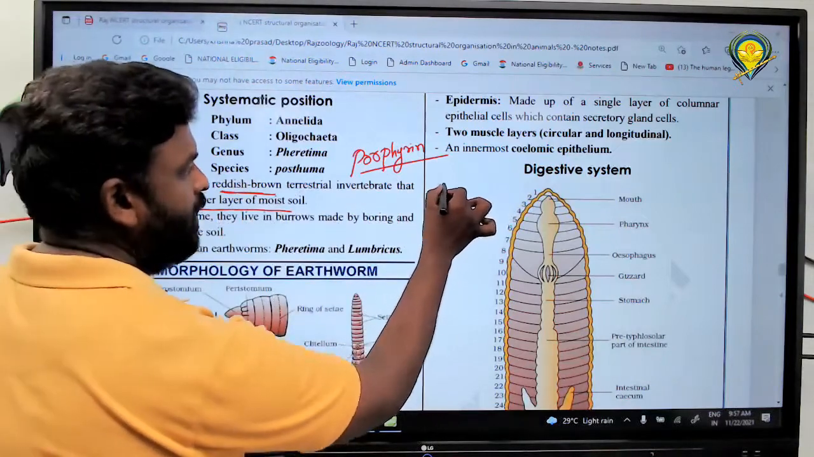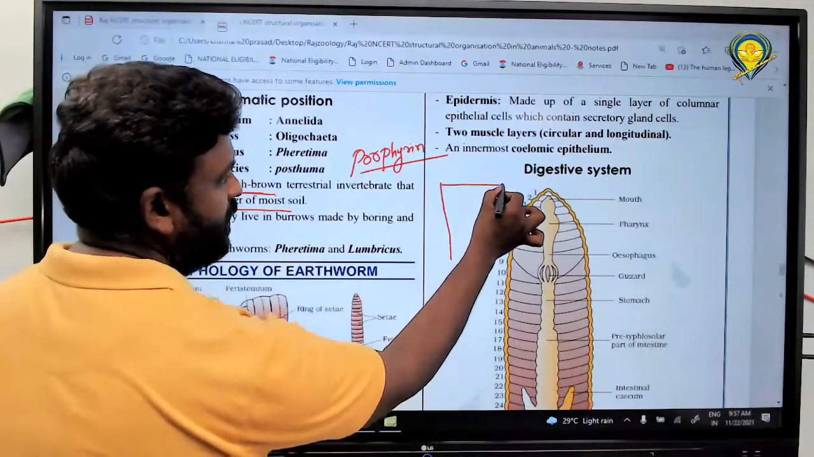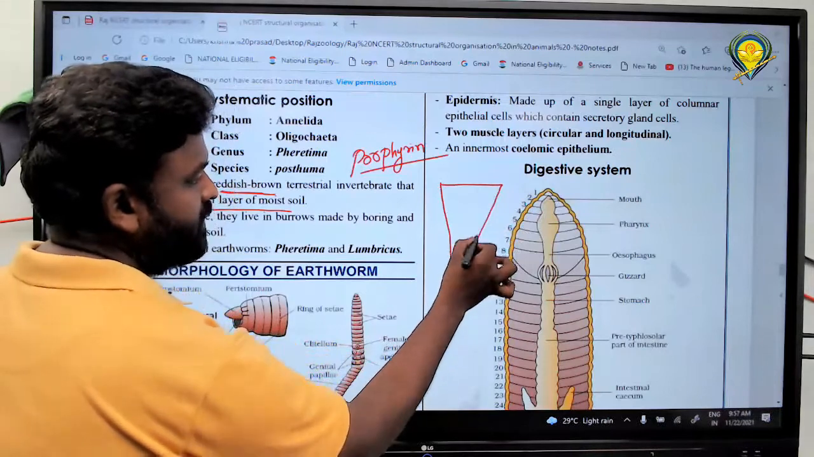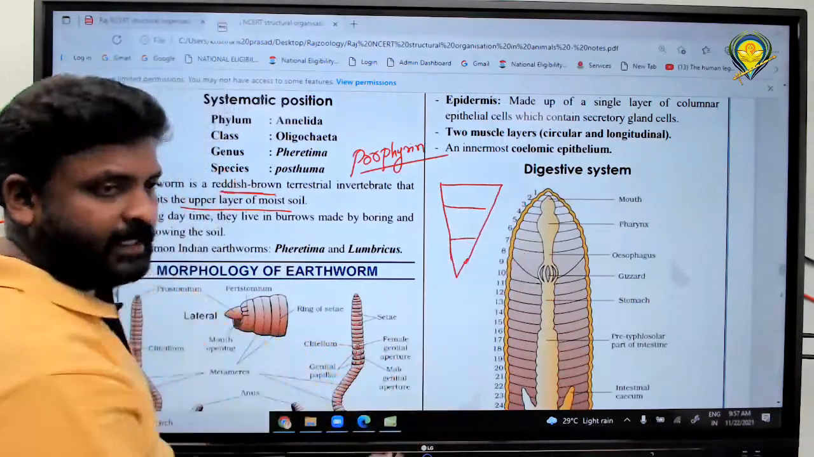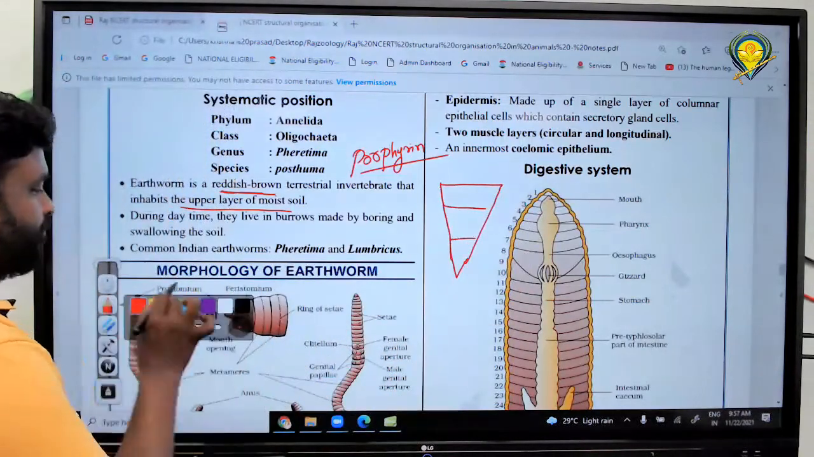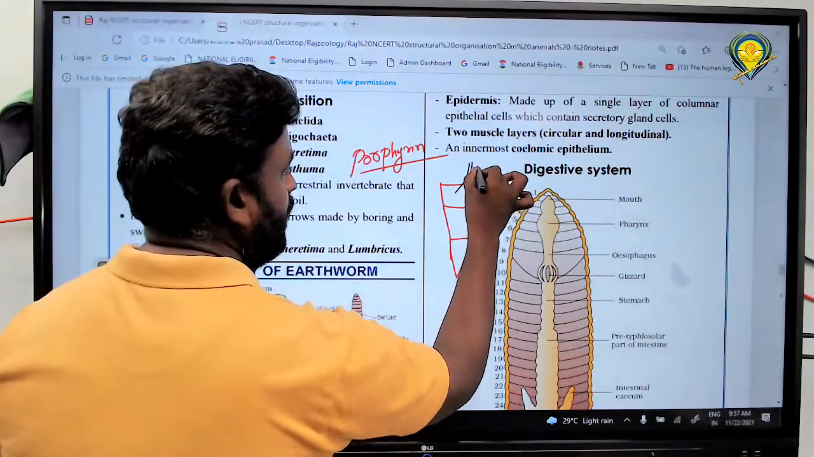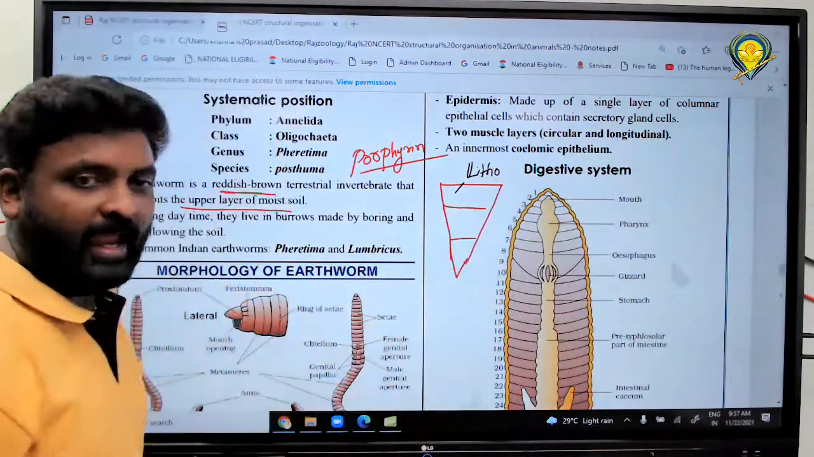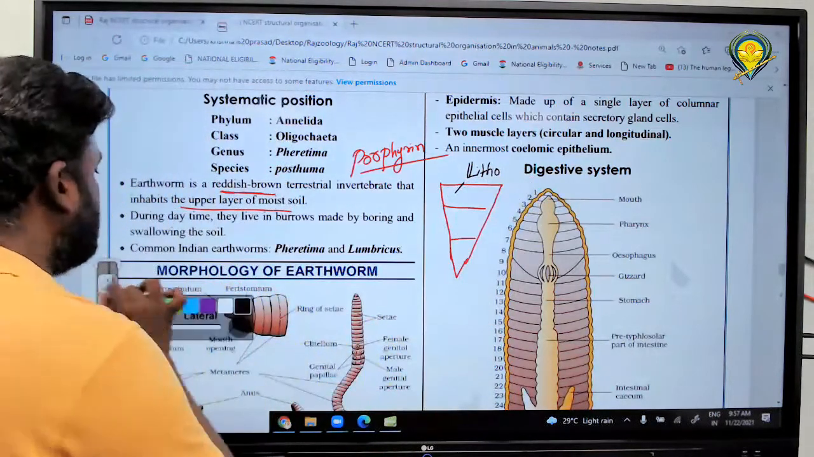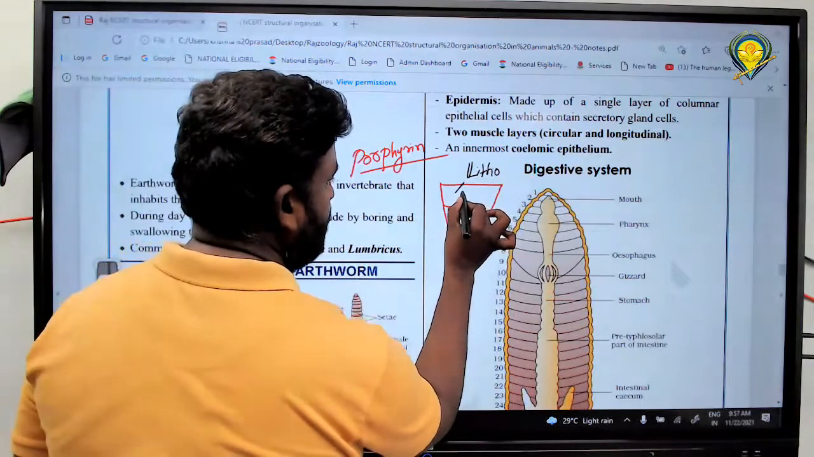Next, it inhabits the upper layer of moist soil. Just imagine the earth, which consists of different layers, correct? And the upper layer is called what? Lithosphere. At the location of the lithosphere there is the presence of earthworms.